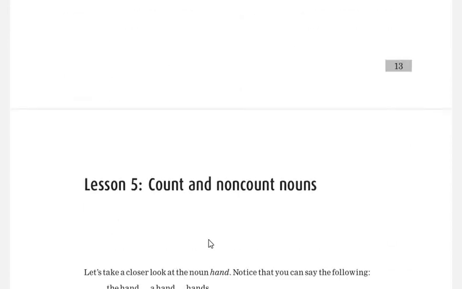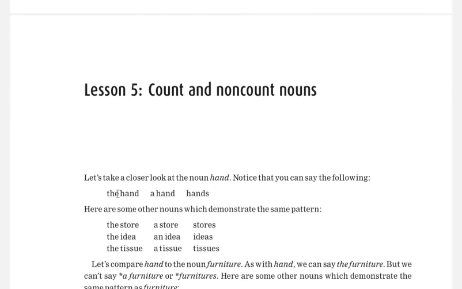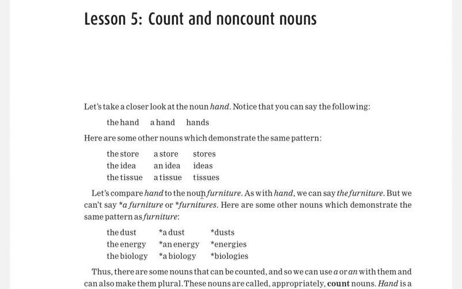Then the next topic is also very interesting. This is count and non-count nouns. They are also called countable and uncountable in other grammar books. There is an example: the hand, a hand, hands. Can we say this? Yes, it's correct. Some other examples are here: the idea, an idea, ideas; the tissue, a tissue, tissues.